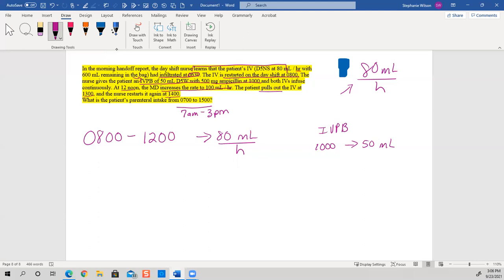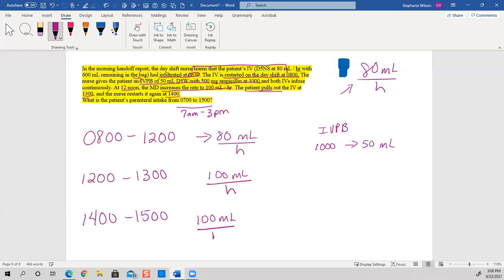It said at noon, they increased the rate. So at noon, it made changes. So it increased to 100 milliliters per hour. And read on. It said the patient pulls the IV out at 1300. And then the nurse restarted it at 1400. And our shift ended at 1500. All right, so now let's just see what's going on.